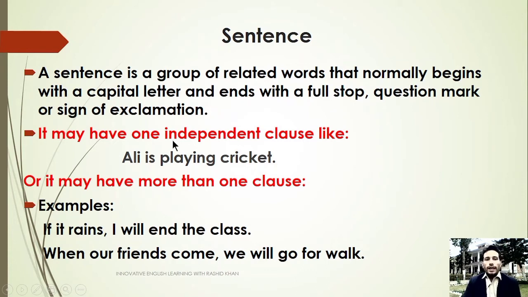Okay, so it may have one independent clause like Ali is playing cricket. We have only one clause, or it may have more than one clause. For example, if it rains, I will end the class. When our friends come, we will go for a walk. So we have more than one clause. Now we can see that we have different structures of these sentences. We have one clause, we have two clauses but of different type, and we have two clauses of the same type. Okay, so how do we divide them into different types?